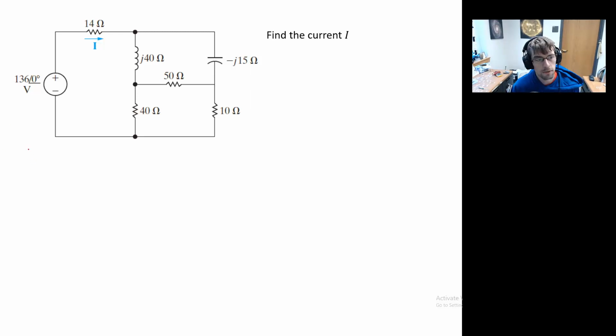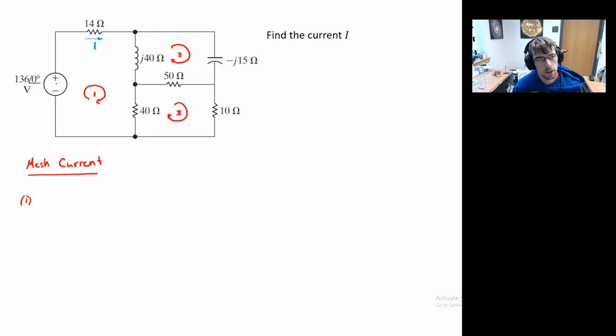And for the sake of trying something else, let's go ahead and try mesh current. Since we're interested in finding the currents, I'm going to set this to go clockwise. I'll call that mesh 1, this one mesh 2, and this one mesh 3.